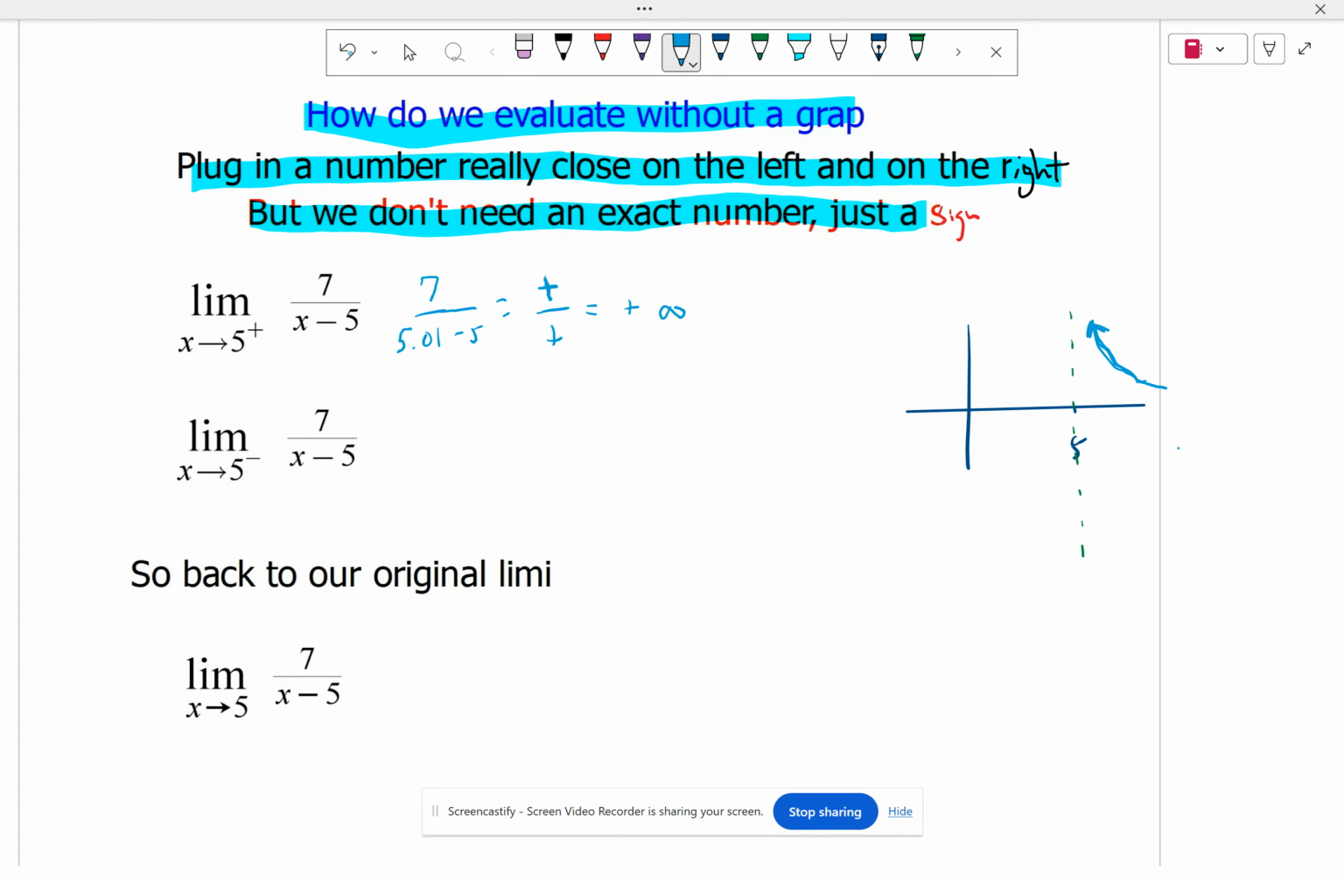Now, if I want to find out what's going on on the left side of the limit, so the previous was the right side of 5, this is on the left, then we're going to plug in a number just smaller than 5. So think 4.99, let's say.